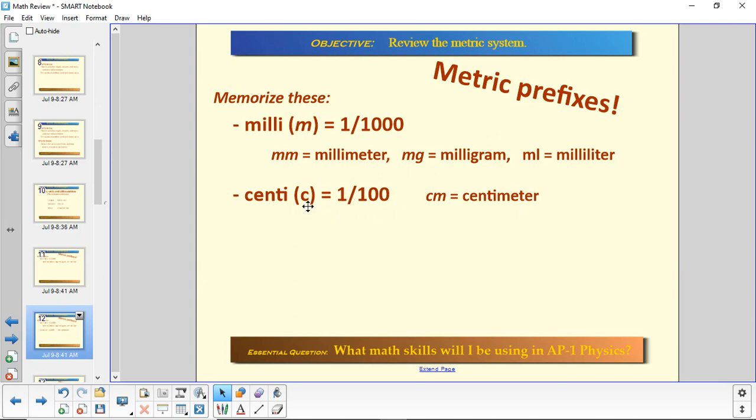Now, technically, you could use this prefix with centigram and centiliter. It's just that we don't. You never see that. Centimeter is the only one that you see, and you got to know it.